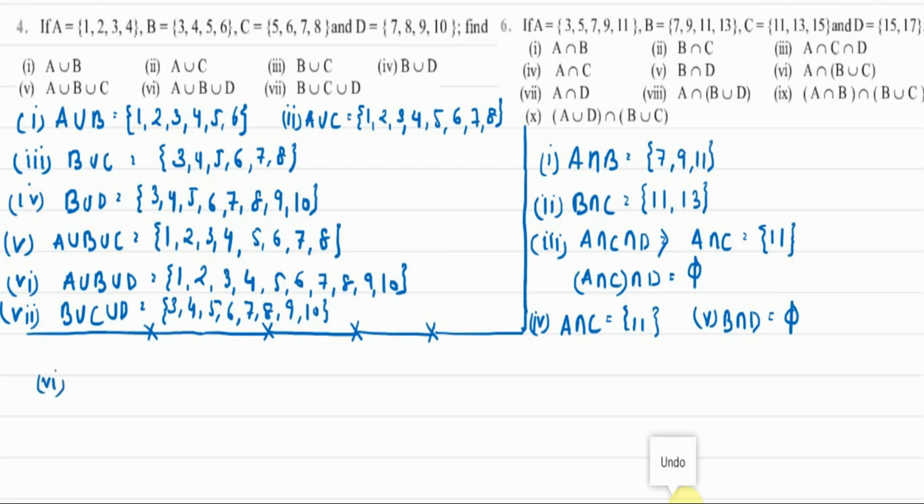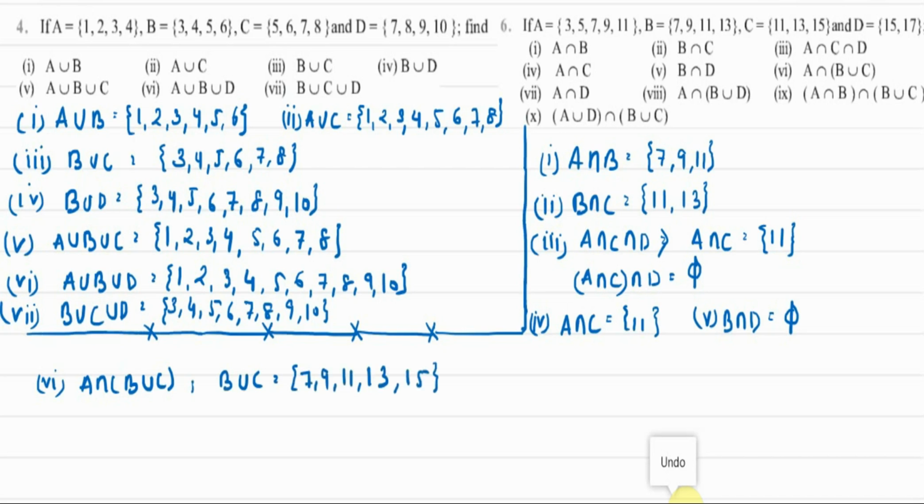Sixth part is A intersection (B union C). Now there is a bracket on B union C. That means we are going to solve this union first. We are going to resolve this operation first. So B union C will be writing all the elements of B as well as C. So B has 7, 9, 11, 13. Elements of C are 11, 13, 15. 11 and 13 we have already written. We are left with 15, so we write that down.